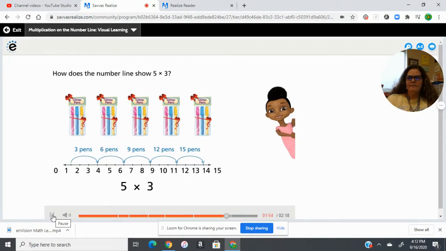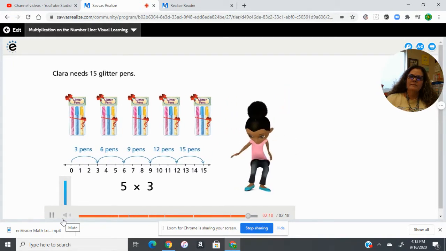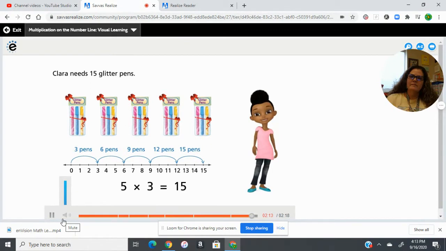5 groups of 3. How does the number line show 5 times 3? Okay, so looking at that, how does the number line show 5 groups of 3? Well, let's look at our hops. We have 1, 2, 3, 4, 5 times we skipped on the number line, and each time we skipped by 3. There are 5 arrows, and each is 3 units long. This represents 5 packs of 3 glitter pens. Clara needs 15 glitter pens. Now you know how to use a number line to show multiplication.